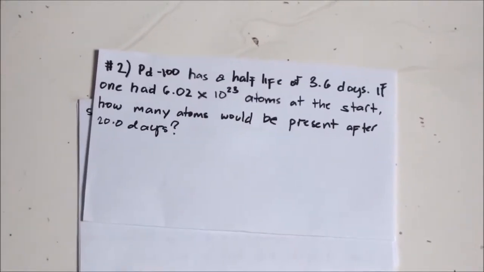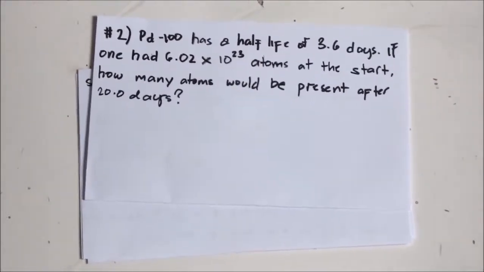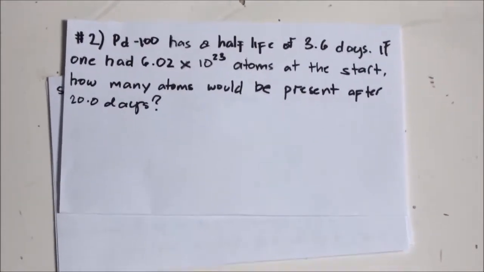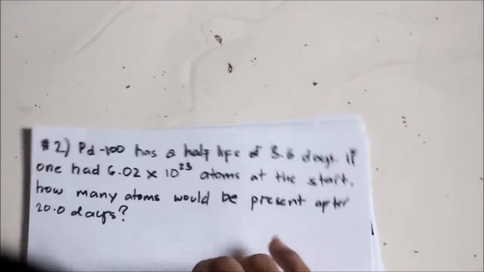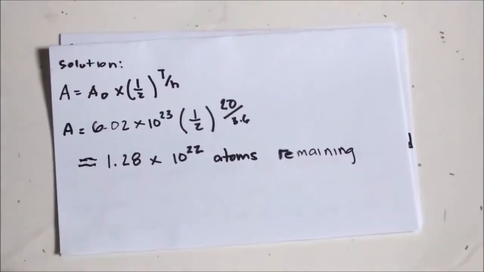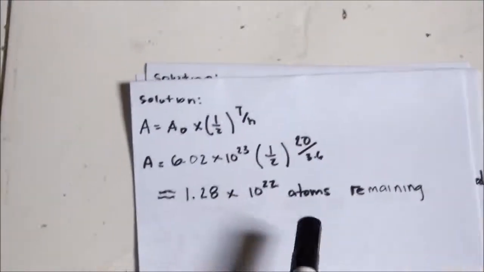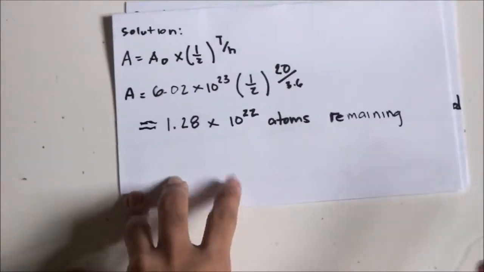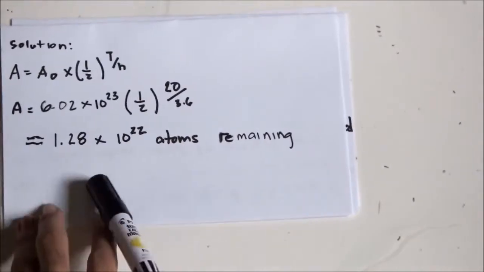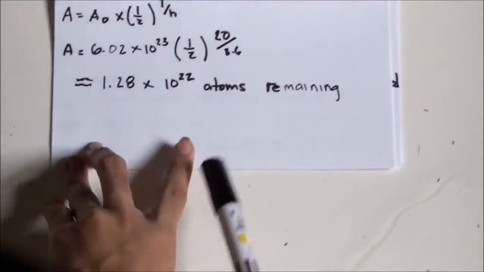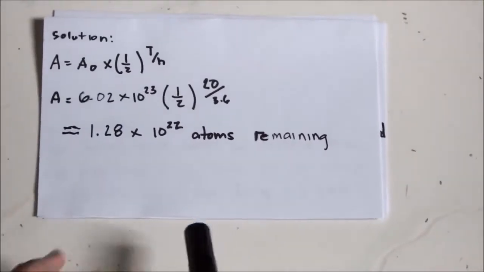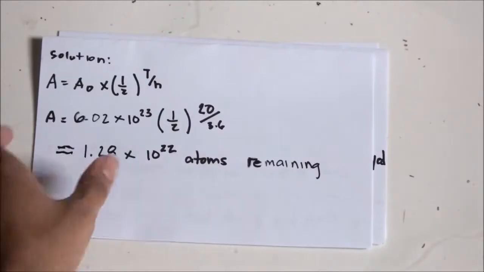Next is palladium-100, which has a half-life of 3.6 days. If one had 6.02 times 10 raised to 23 atoms at the start, how many atoms will be present after 20 days? So here I substitute it into our formula. Then 6.02 times 10 raised to 23 multiplied by 1/2 raised to 20 over 3.6. So I get 1.28 times 10 raised to 20 atoms remaining after 20 days. You can use your calculator to check if it's right.